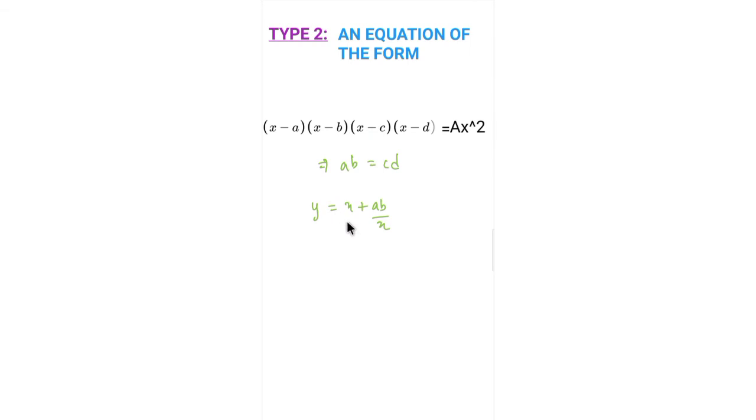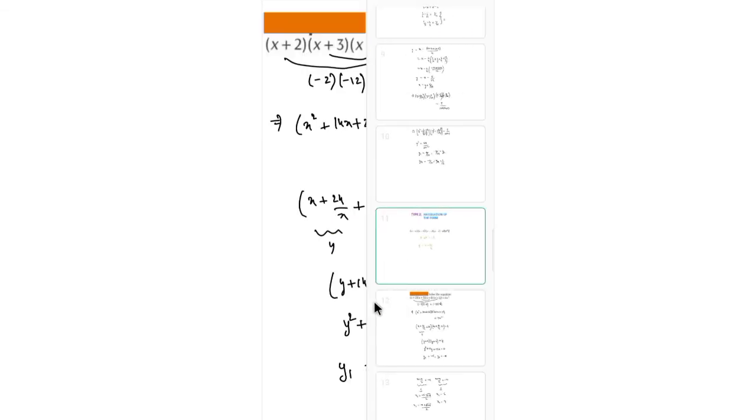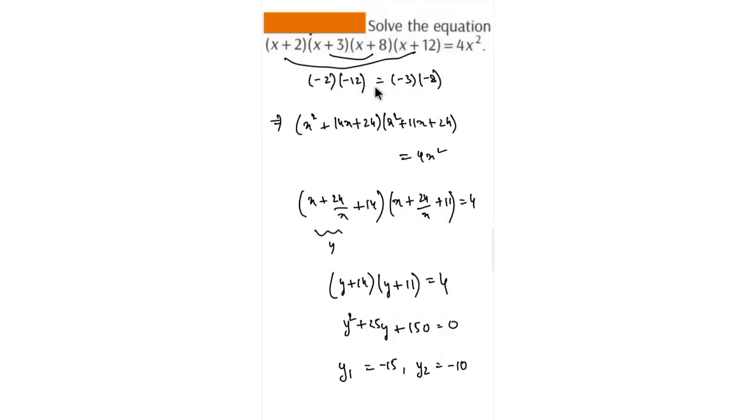Instead, I have told you the first thing: you can just put y is equal to x plus ab by x. You can do that directly, because we have got a, b, c, d. But where can we substitute that x? We cannot just put that x in directly, right? So that's the reason I've done this form.